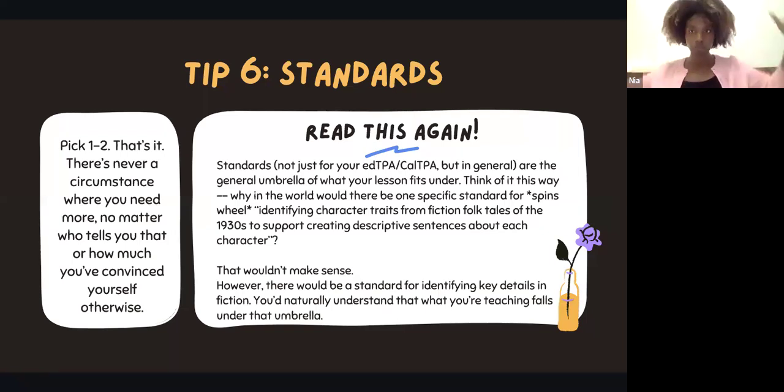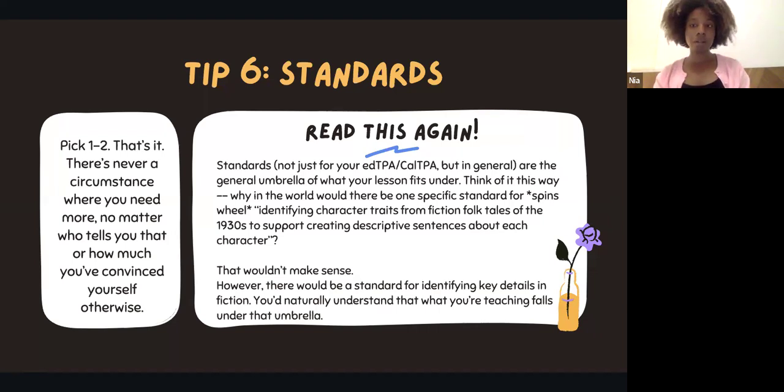The people that make your Common Core standards don't know everything you're going to teach and the way you're going to teach it. They don't know that you're going to do character traits on a fiction folk tale of the 30s to write description. Like, how would they know that? You don't see things like that because it doesn't make sense for there to be standards like that. It's like when you talk about probability in math, and there are so many odds and chances that the amount of possibilities are endless. That's why the standards are there, because they're the umbrella, the broad topic.